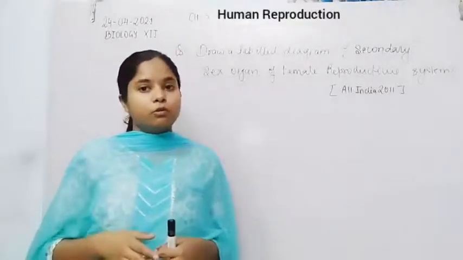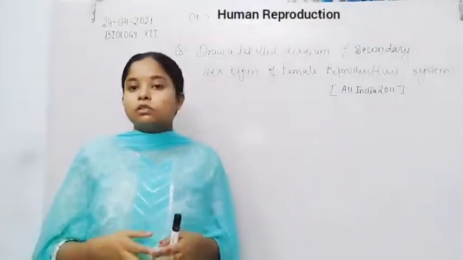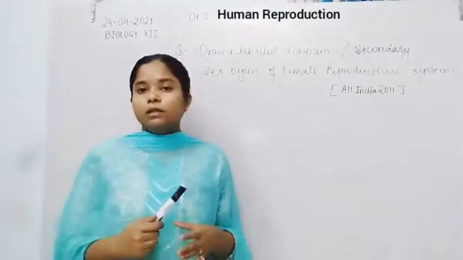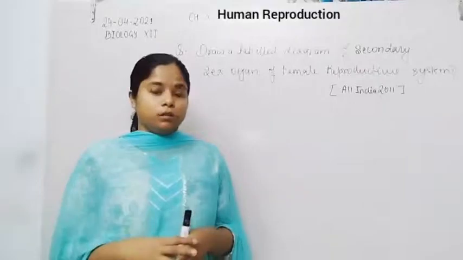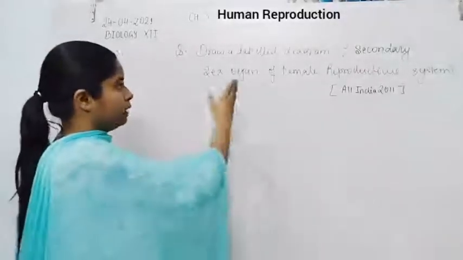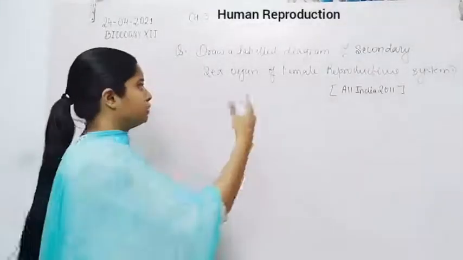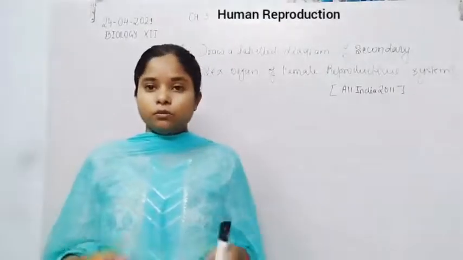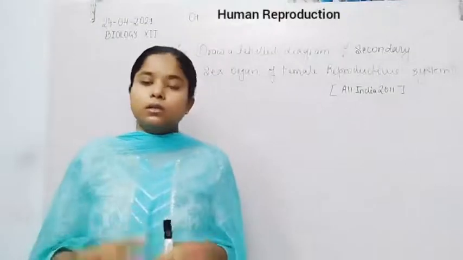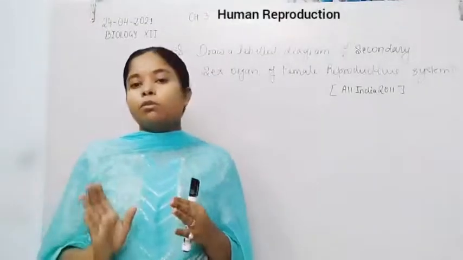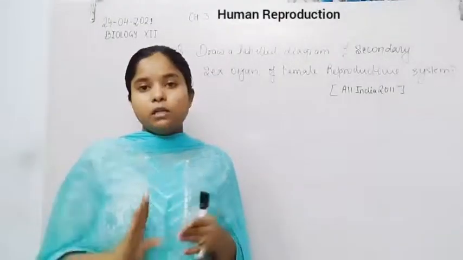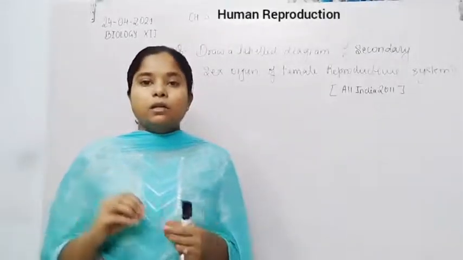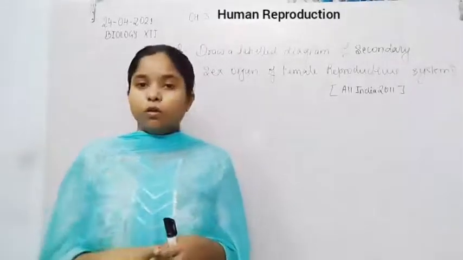In this class, I am going to discuss the question which was asked in the previous exam, All India 2011. The question is asking to draw a labeled diagram of the secondary sex organ of the female reproductive system. As we already discussed in the previous class, the female reproductive system is divided into two parts: the primary reproductive system and the secondary reproductive system. The primary reproductive system consists of only the ovary.